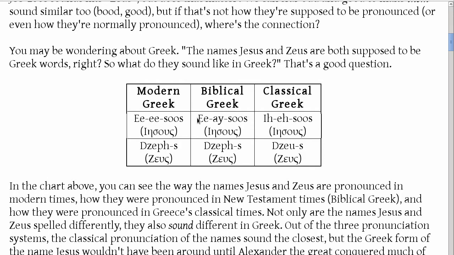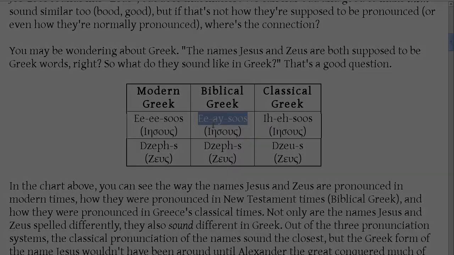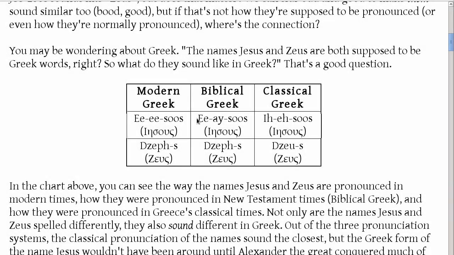It has to do with Greek, but it's a Greek way of saying Greek. So in biblical Greek, Jesus would have been pronounced Iesus, again with the accent on the last syllable. Zeus would have been pronounced the same way as it is in modern Greek, Zeus. In classical Greek, which is like Homer's time, Plato's time, a long time ago, Jesus would have been pronounced Iesus, with the accent on the second syllable.